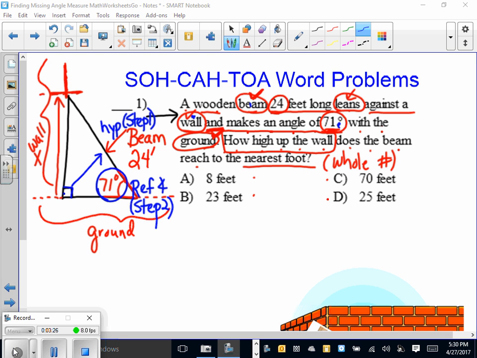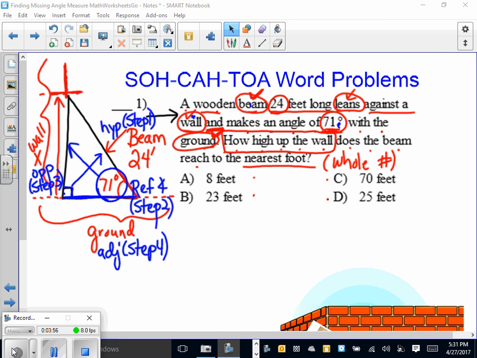Step 3. Across from the reference angle is the opposite side. So we label the wall as the opposite because it is across from the reference angle. Then the last step, step 4, is the adjacent side. And the adjacent side is always next to the reference angle, and it's the only one we have not labeled. So we're going to use the same 4-step process every single time.